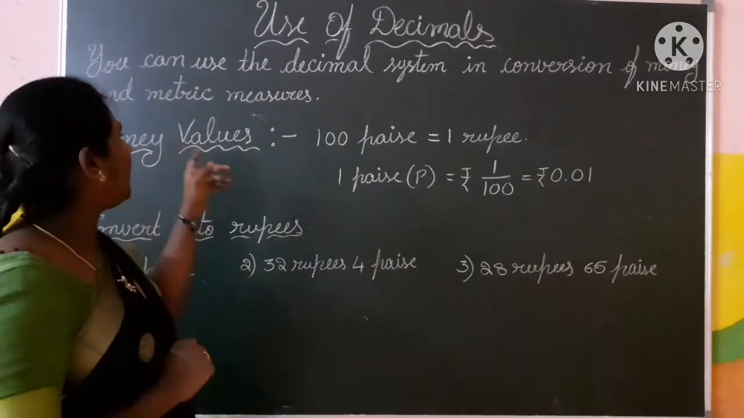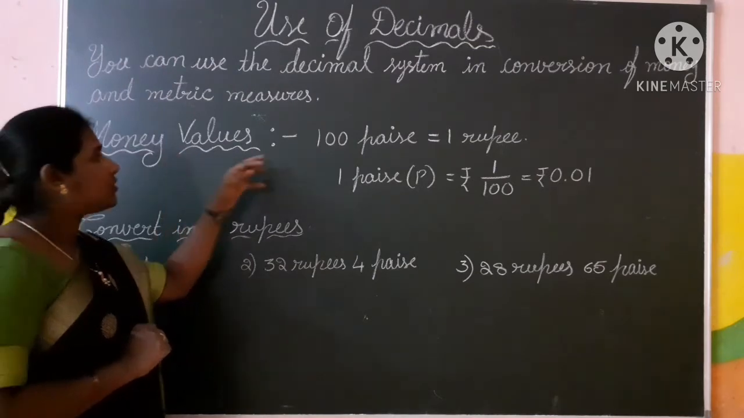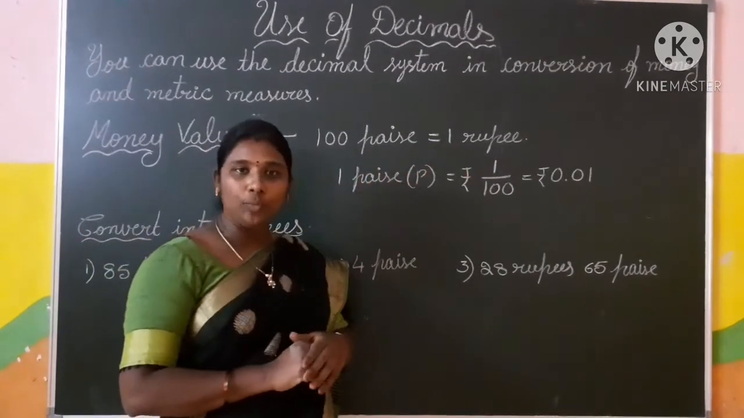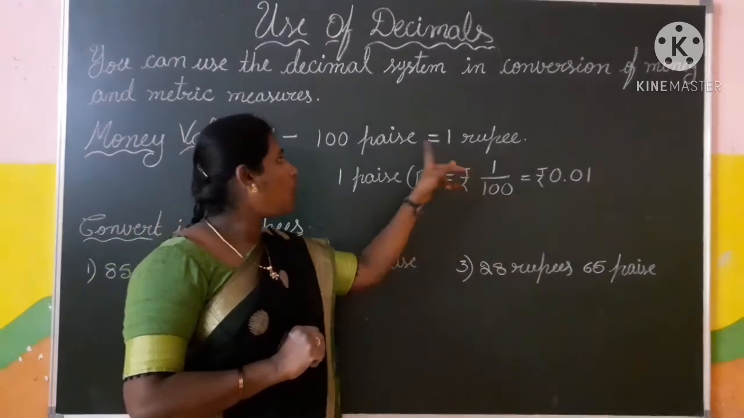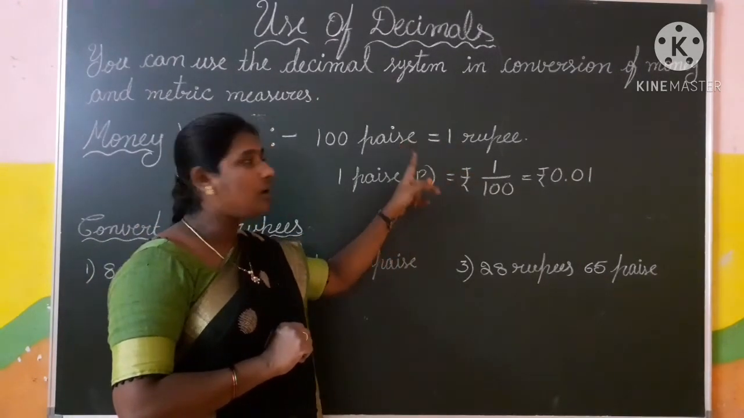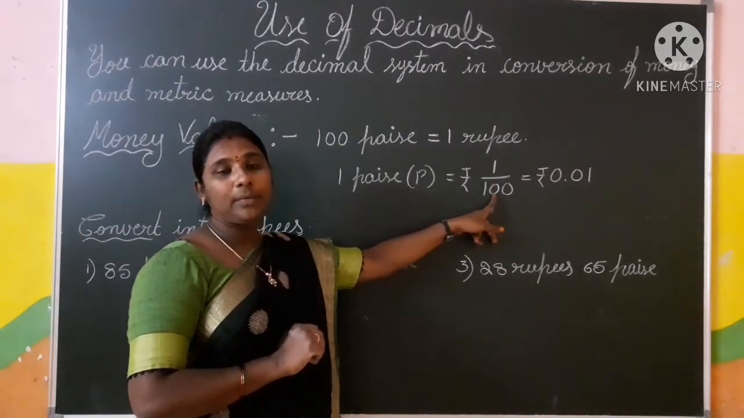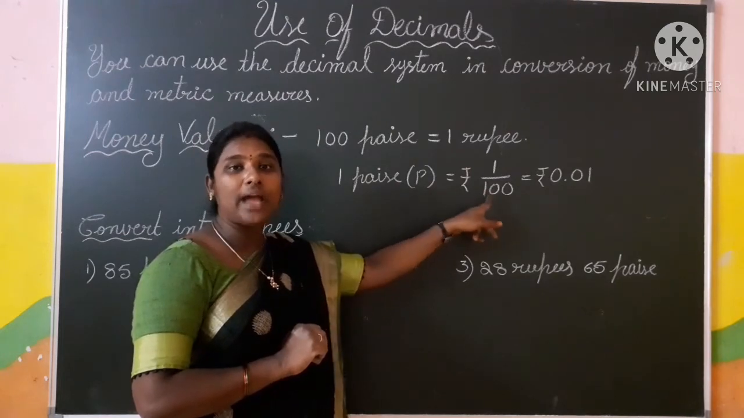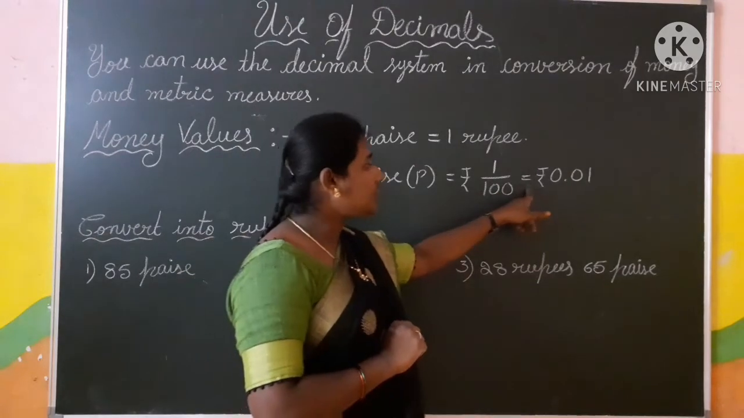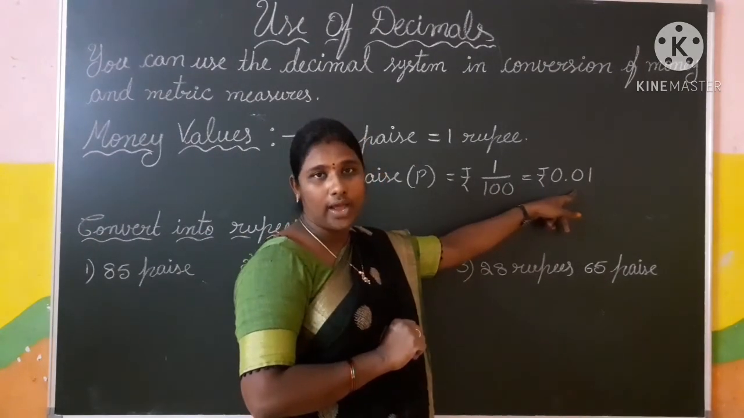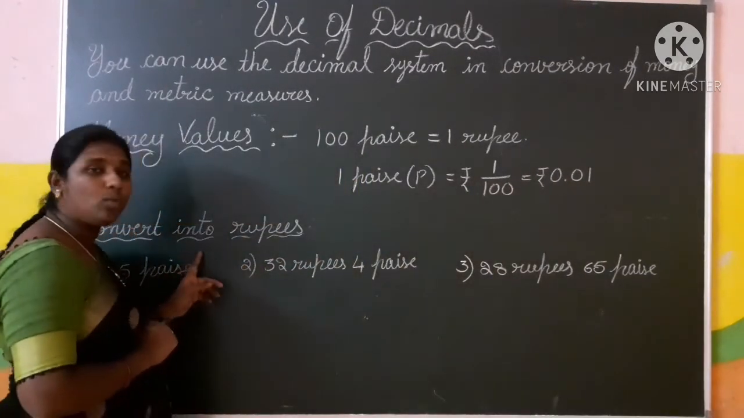First we are converting money values. 100 paise is equal to 1 rupee. So 1 rupee is equal to how many paise? 1 rupee is equal to 100 paise. 1 paisa is equal to 1 by 100 rupees. That means 1 rupee is divided into 100 parts. So 1 by 100 is equal to 0.01.